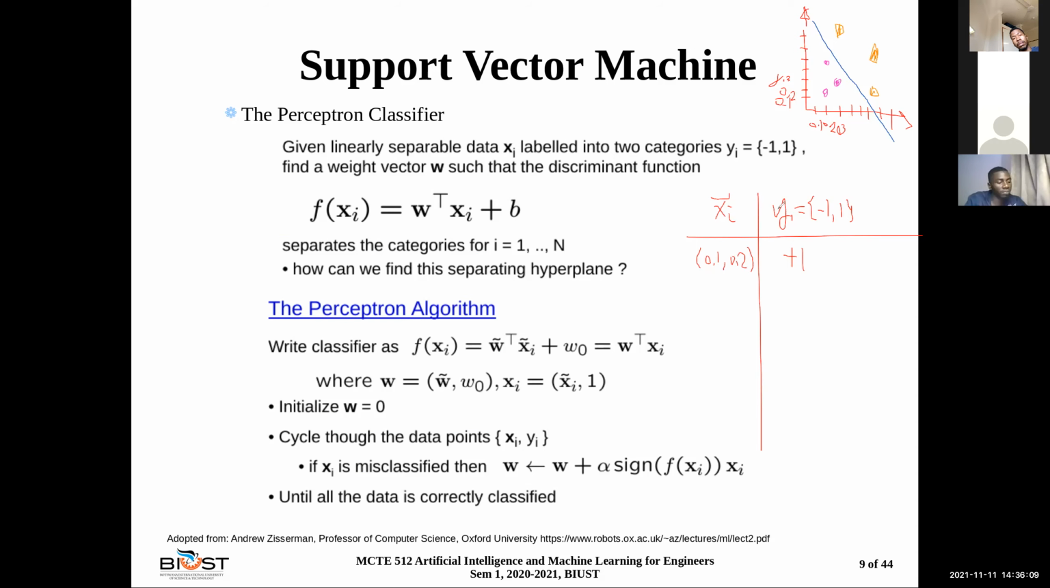In this case, 0.2 and 0.2. This is 0.2, it's not 0.1. The other one is 0.3 and 0.3. Let's say here is positive 1, and here is negative 1. So 0.3 and 0.3, also positive 1, and 0.2 and 0.5, also positive 1, because the orange is a positive 1. Then 0.3 and 0.6, 0.65.